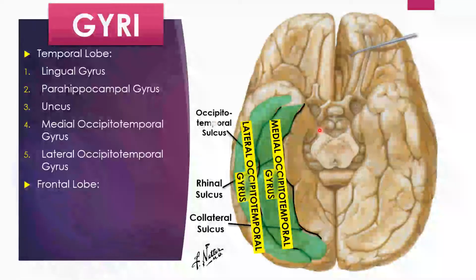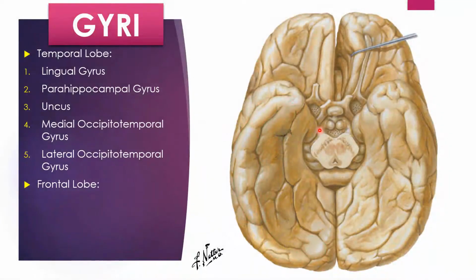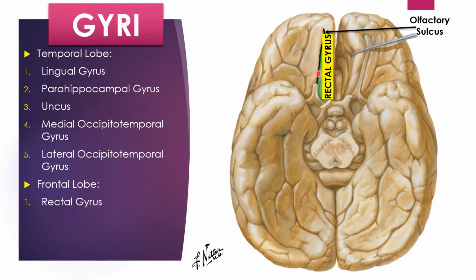ठीक. Now let's go on the frontal lobe, which is concave in the inferior surface. The rectal gyrus. We know that there will be an olfactory sulcus if we pull out the olfactory tract and olfactory bulb. The gyrus medial to this olfactory sulcus will be the rectal gyrus or gyrus rectus. Rectus means it is straight, because straight gyrus होगा, straight. Okay. अब बाकी gyri कौन से बचे हैं?